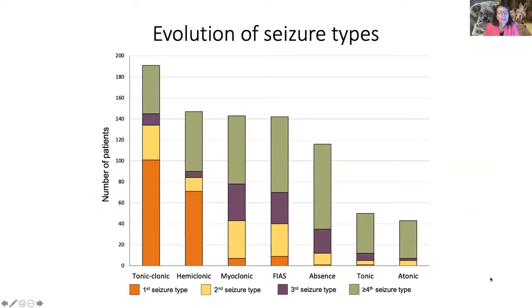And then looking at this data in a slightly different way, you can see here, according to seizure type, which was the first seizure type with a tonic-clonic seizure in 100 of our cohort, and the second seizure type, the first seizure type was hemiclonic in 65 of our cohort, and then you can see when the seizure type came along for each child.